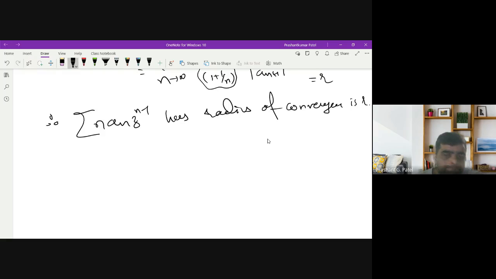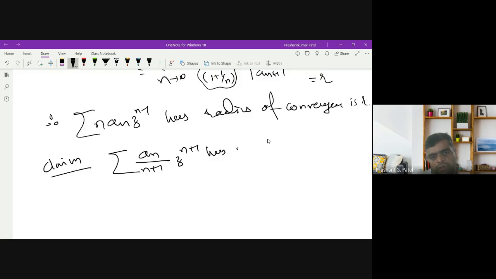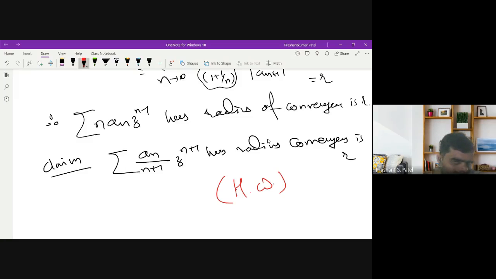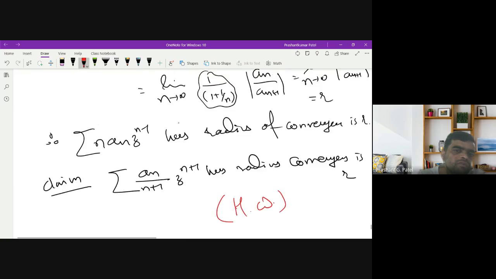The other thing that I am giving you as an exercise is the claim that summation a_n upon n plus 1 z raised to n plus 1 has radius of convergence R. I am giving you this as homework. You can do it yourself, in the same manner as we did it here.